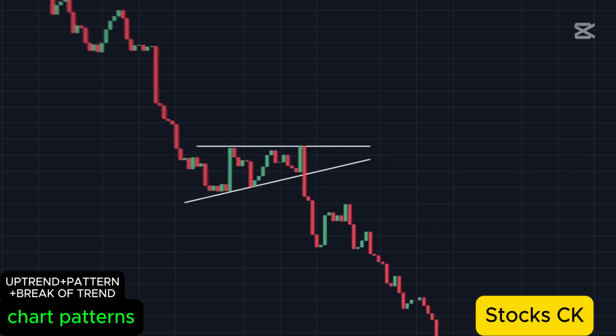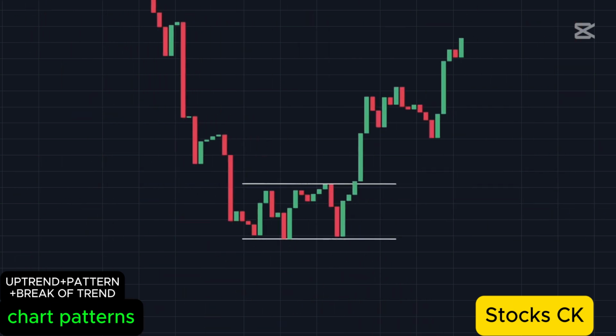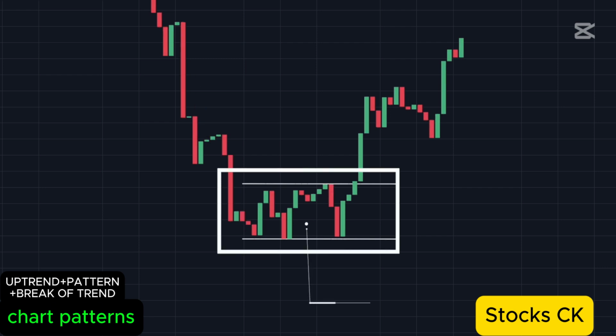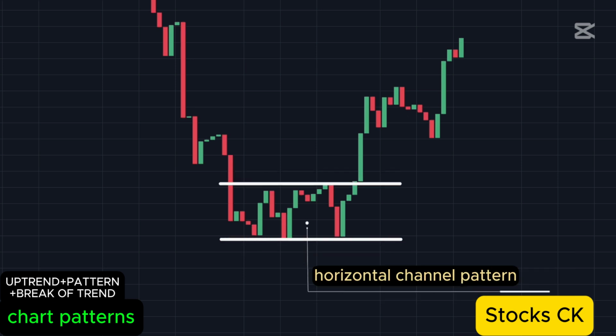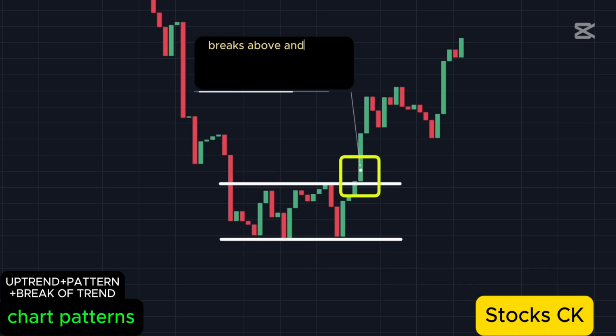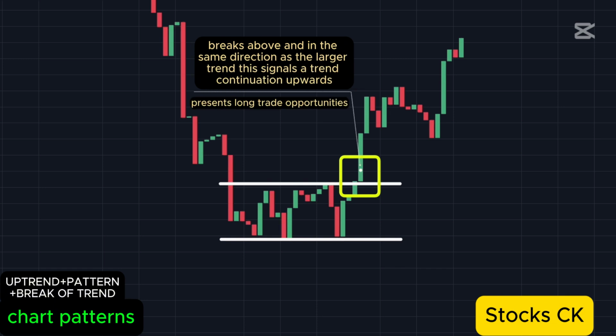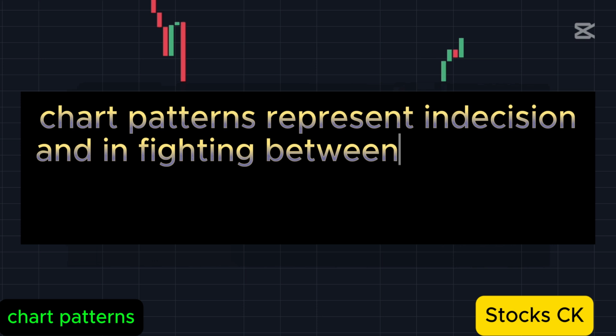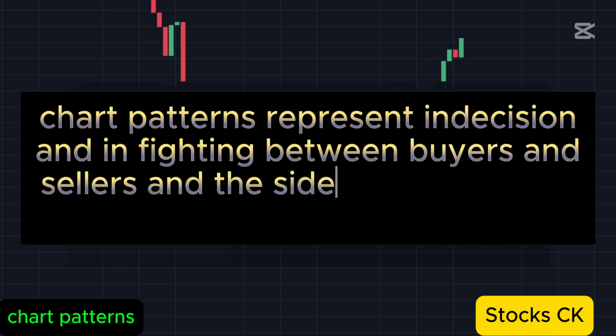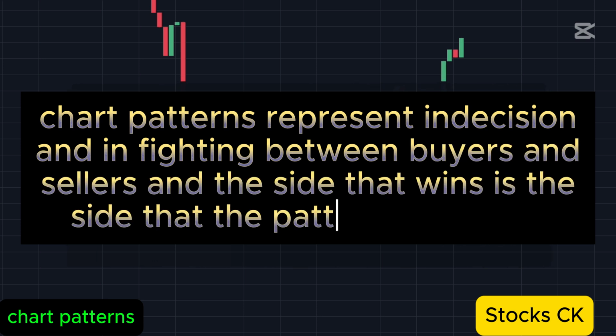Now in contrast, you have your moving downtrend followed by your pattern formation. Again, this could have been any pattern from this list, but in this case you had a channel pattern form. Once price breaks above and in the opposite direction of the larger downtrend, this signals a trend reversal upwards and presents long trade opportunities. From a price action standpoint, chart patterns represent indecision and infighting between buyers and sellers. And the side that wins is the side that the pattern breaks on.